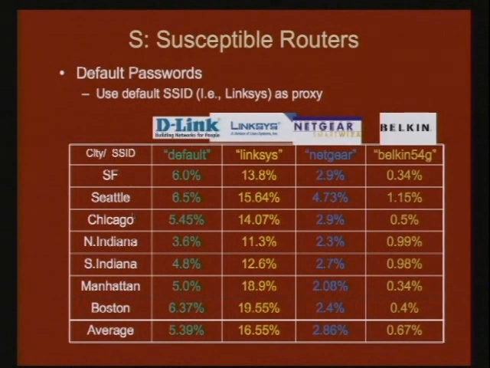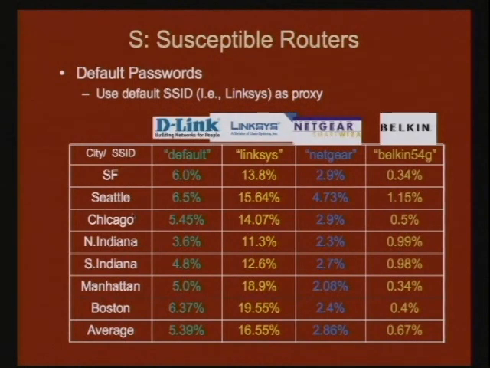So here's some different cities. San Francisco, Seattle, Chicago, North Indiana, which is actually West Lafayette, okay, South Indiana, which was supposed to be Bloomington, but it was Indianapolis for basically the reason that when we downloaded the points, we assumed South Indiana didn't include Indianapolis, but it turned out it did, and by that point we'd sort of moved on. So Manhattan, so it's not just New York, it's Manhattan proper, more or less, Boston. And so of these cities, you can see of the popular sort of 4 companies of routers, you can see the rates of the default SSID in those cities.